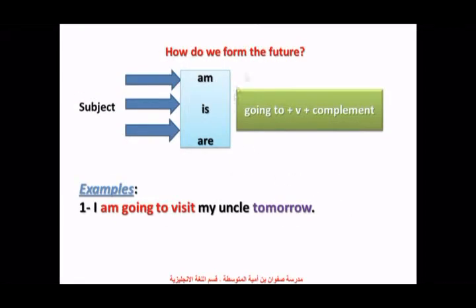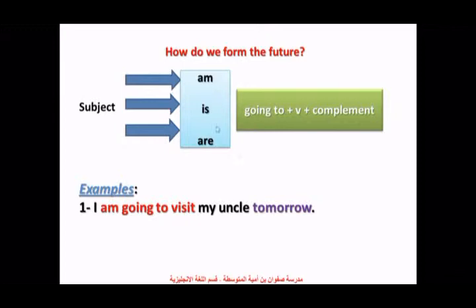Yesterday and last are used in the past, while tomorrow and next are used in the future. Now, how do you form the future? First of all, we have the subject. After the subject we have the verb to be, which is either is, am, or are. After that we have going to, then the verb, and here the verb must be in its zero form, and then the complement of the sentence.